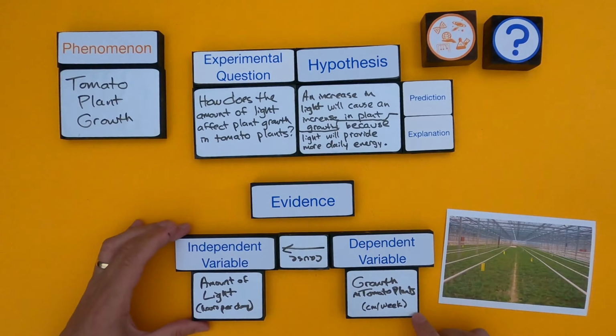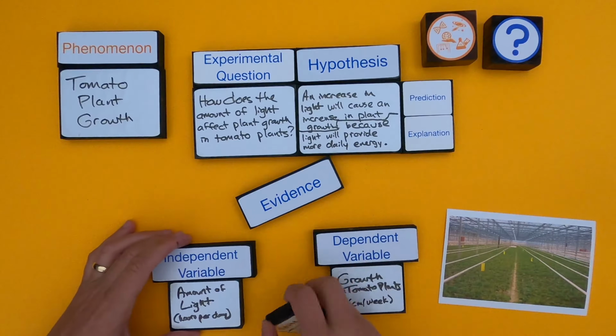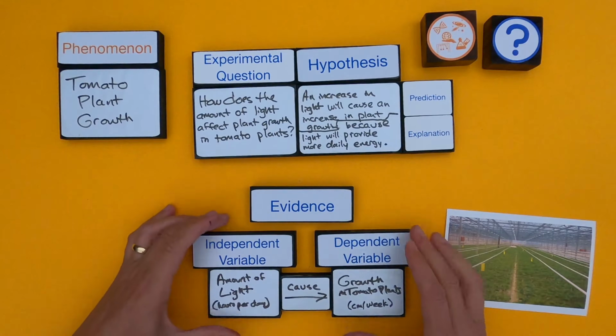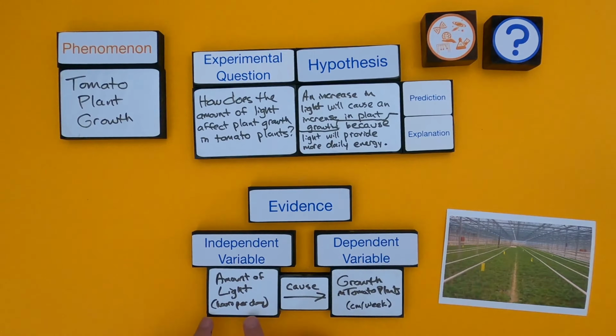Are you changing growth in plants and seeing how that affects light? No. So the cause is going to be in this direction. Also, when you're coming up with an independent variable, you want to have things that you really can measure.